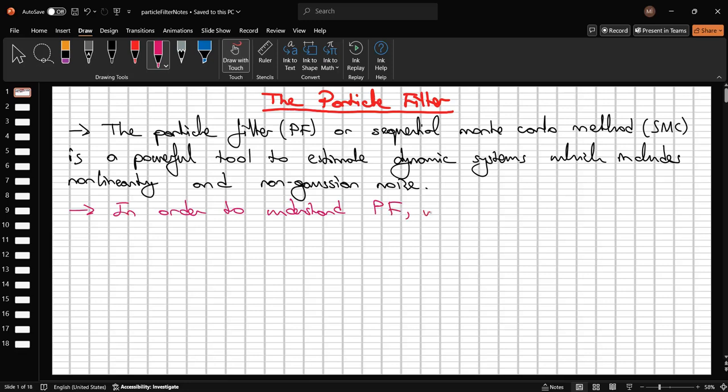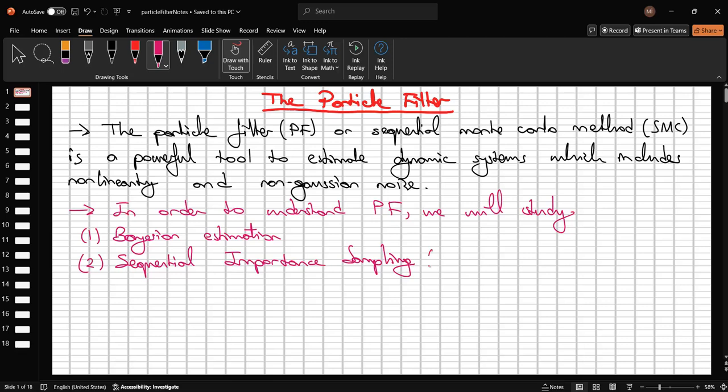For the PF, we must study first of all the Bayesian estimation method. This is the base of everything in probability, and after that we need to talk about the sequential importance sampling. This is also another important topic about eliminating noise from the measurement.